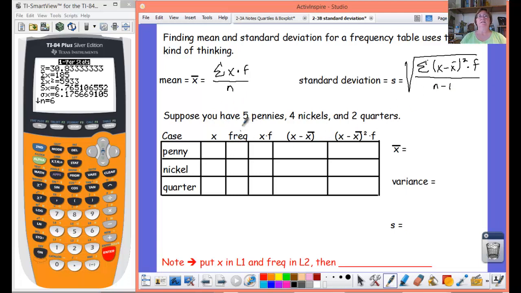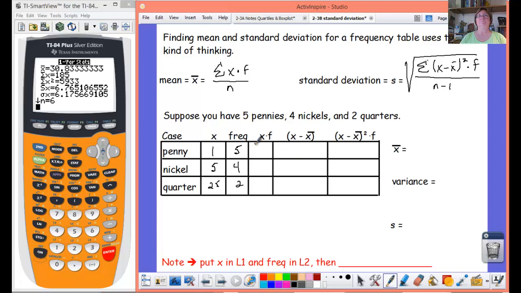So we've got a little data set here for you to work on. It says that you have 5 pennies. 5 is the number that you have of them. They are worth 1 cent each. So x is the value of a penny. We have 4 nickels. Nickels are worth 5 cents, but we have 4 of them. And we have 2 quarters. Quarters are each worth 25 cents. We have 2.